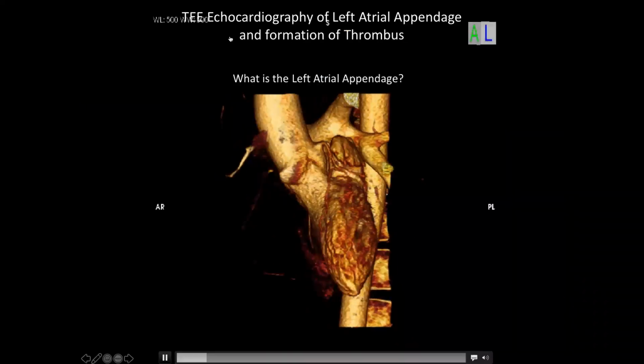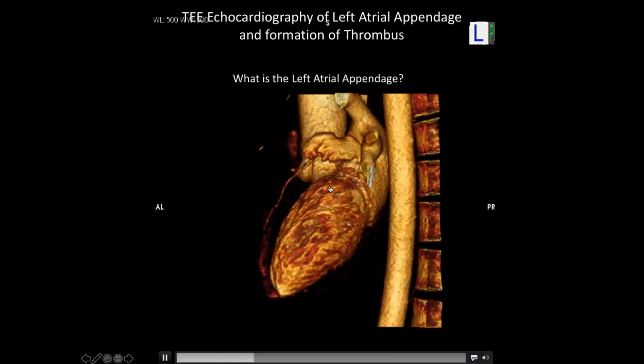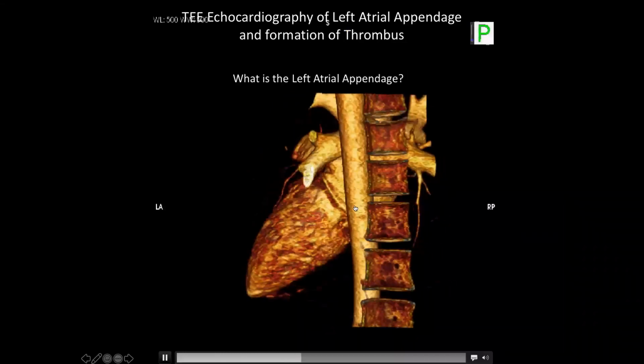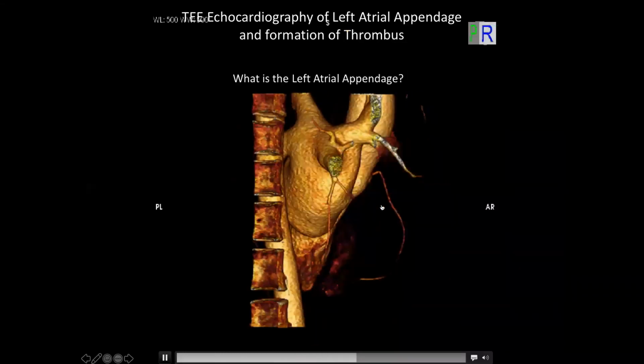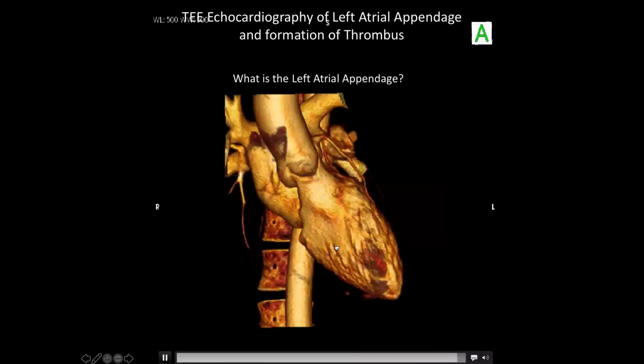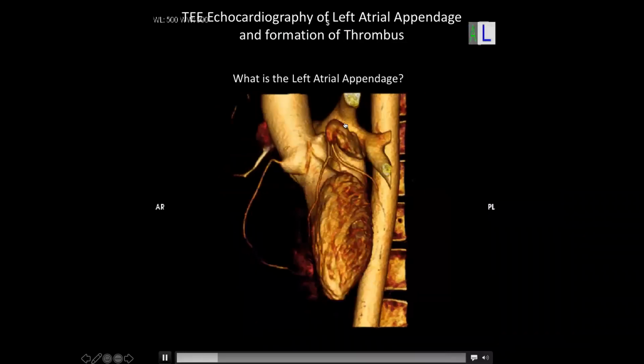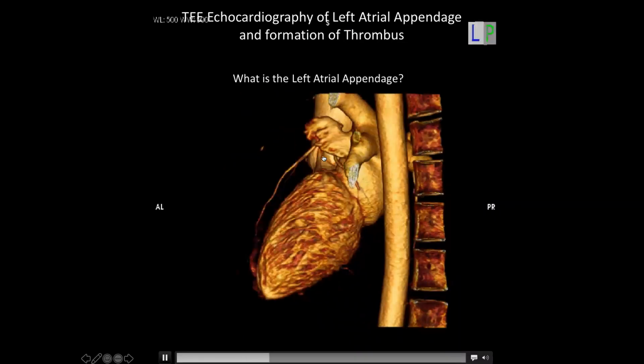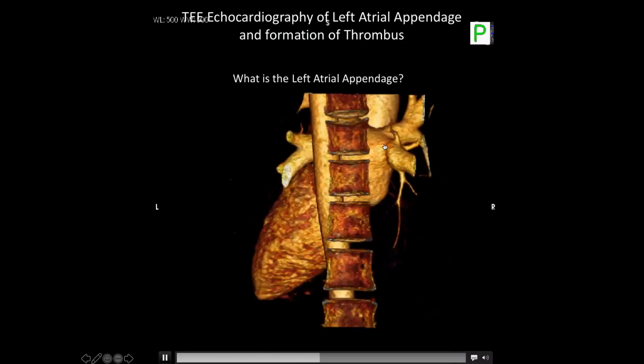Yes. Okay. Here, this is CT. And so you inject contrast and you image a couple of beats and put it together, and this is what you get. Left ventricle, that thing right there is the left atrial appendage. This is the left atrium, right?